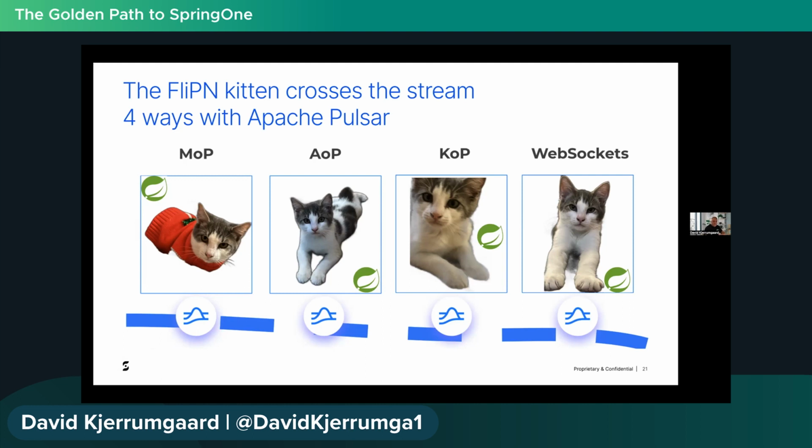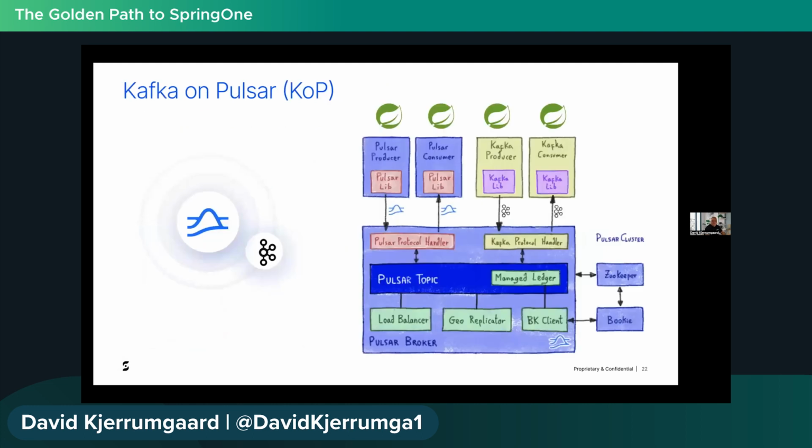And any of these kittens can talk to the other ones using a different protocol. They all can speak to one another, and Pulsar makes that possible. That becomes the central hub for all this communication protocols. So again, I talked about it a little bit, but this is how the protocol handlers plug in natively.